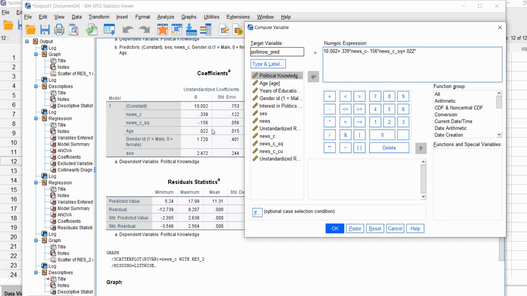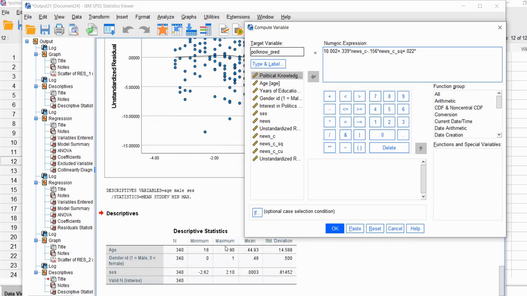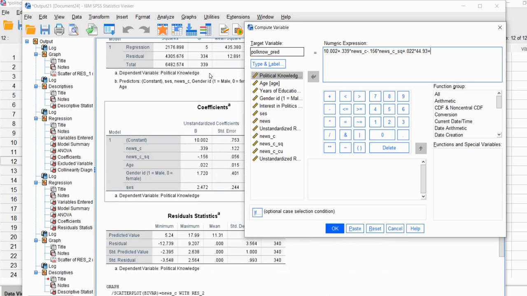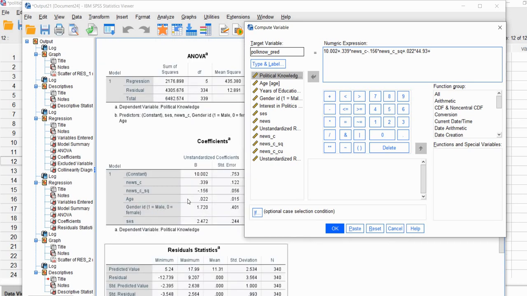Now where it says age, remember that we're holding age constant. So what we want to do is take the mean for age, which is 44.93. So I'm going to type in 44.93 right here, and then plus, and we'll scroll back up and go to gender ID, which is 1.720, and then times its mean. Remember, it was about 0.48. I believe that was the mean in our descriptives table.